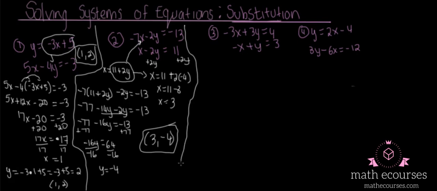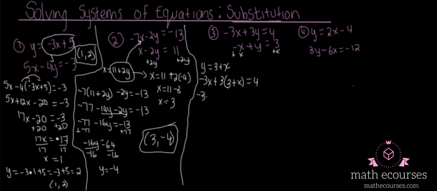Okay, let's work on our third problem. So here I need to get one of these by itself. What I'm going to do is get the y by itself. So I'm just going to add x. So I get y equals 3 plus x. So again, I'm going to take this and I'm going to replace the y in the first equation. So I have negative 3x plus 3 times what I'm saying y is, which is 3 plus x. And this should equal 4.